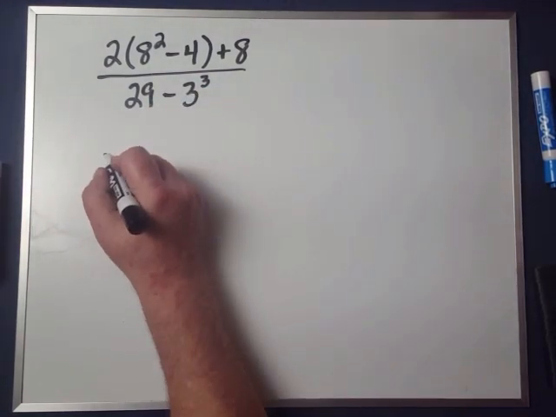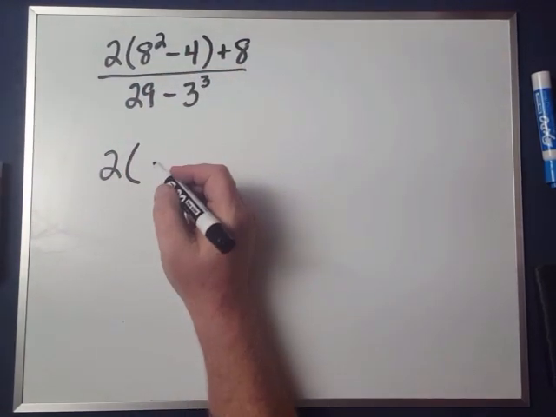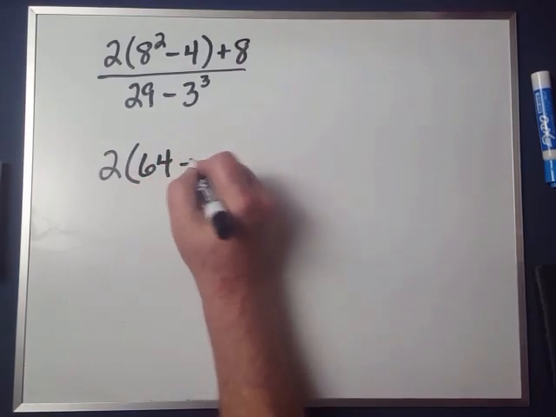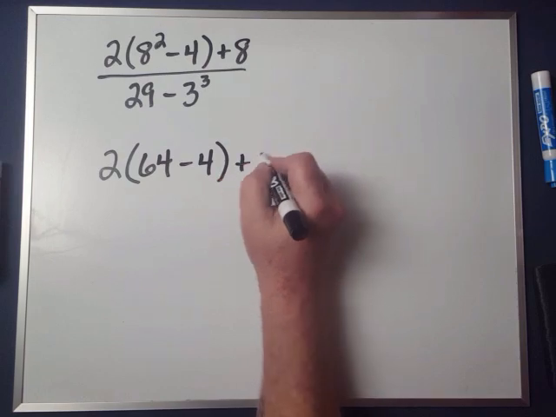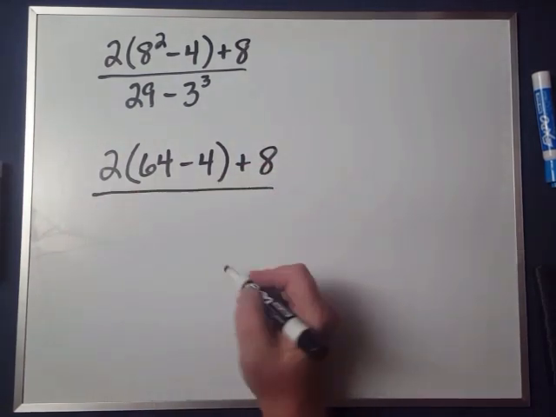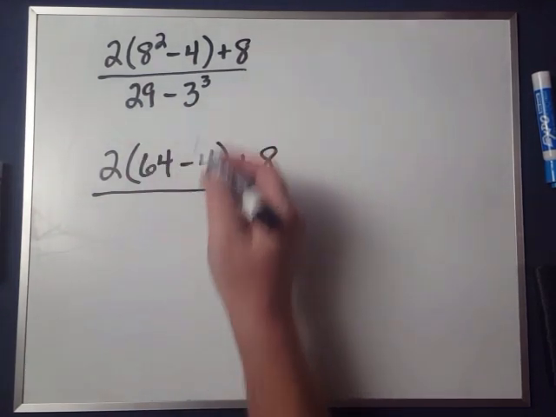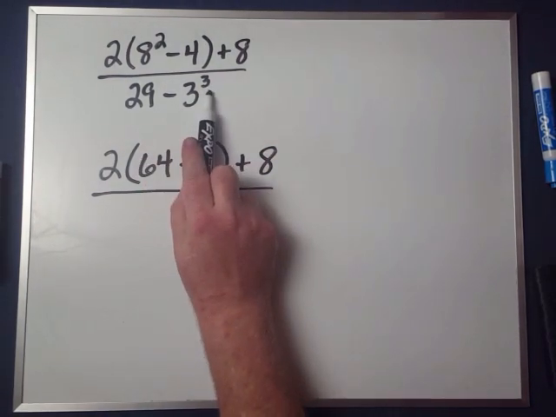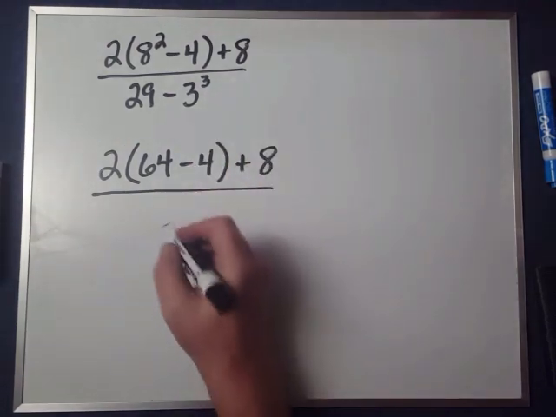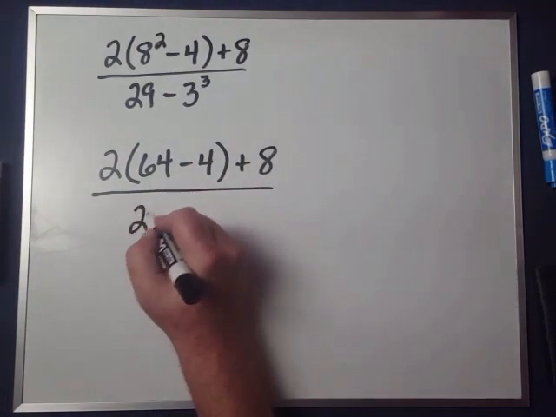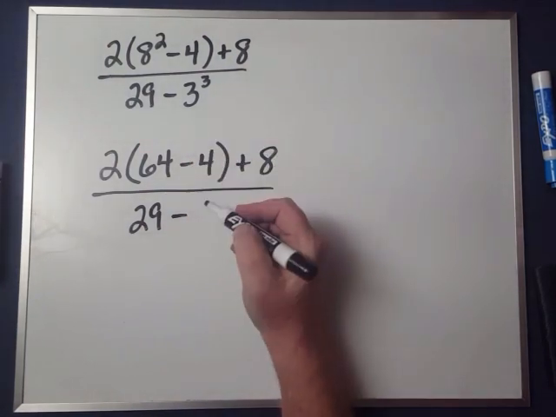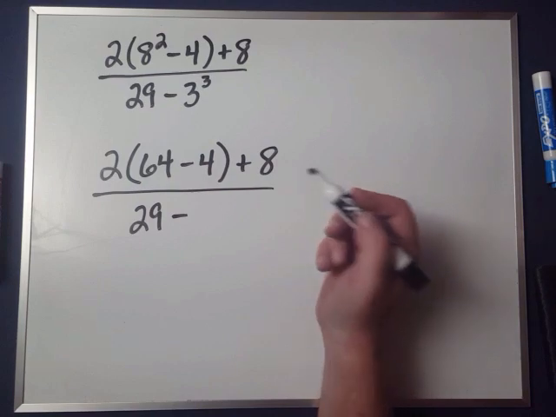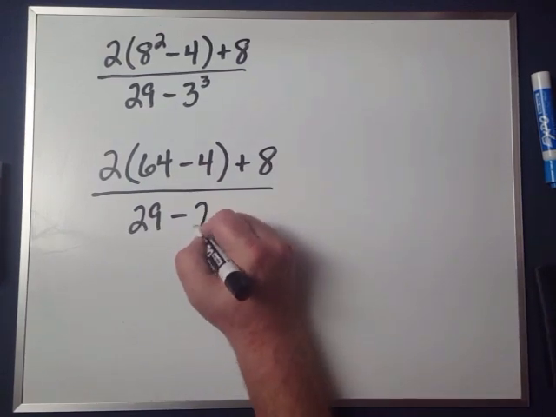We'll do the power first. 8 squared, 8 times itself. 8 times 8 is 64. And that's all we'll do on the top in this first step. Over, let's jump to the bottom and get a little of that out of the way. We have our choice, subtract or do a power. We'll do the power. 29 minus 3 cubed. 3 times 3 times 3. 3 times 3 is 9, times another 3 is 27.